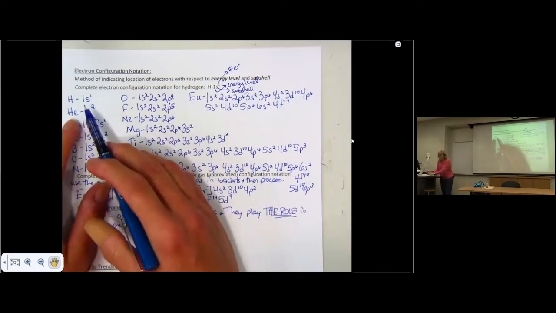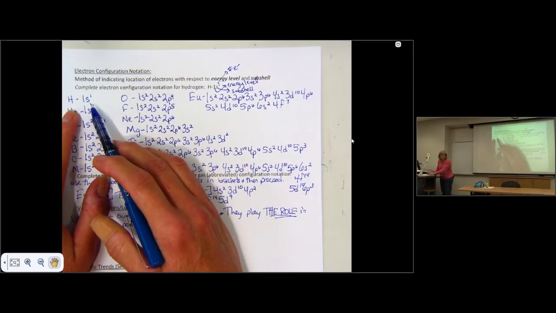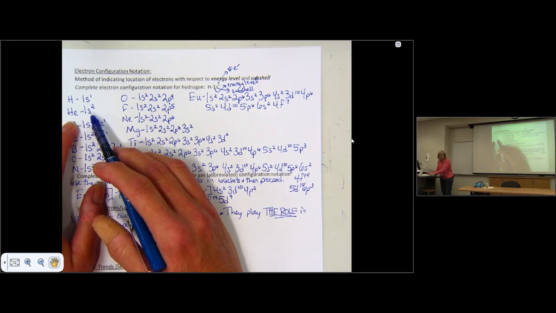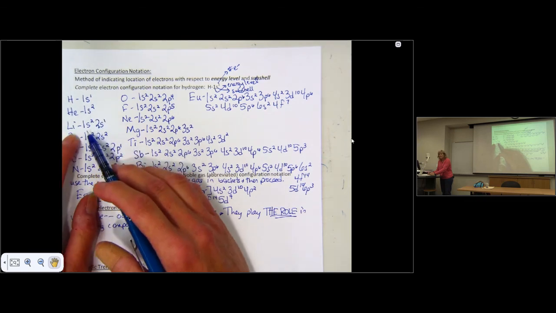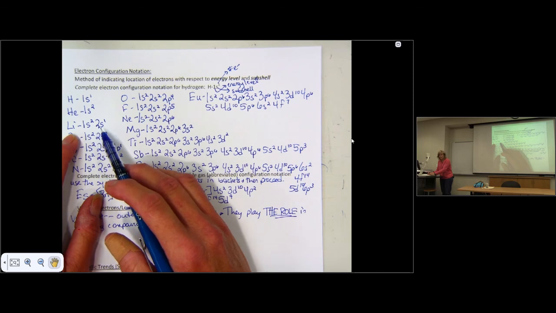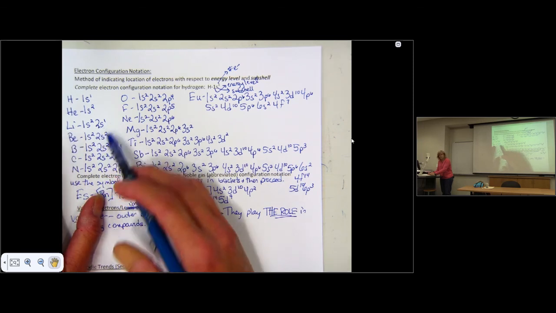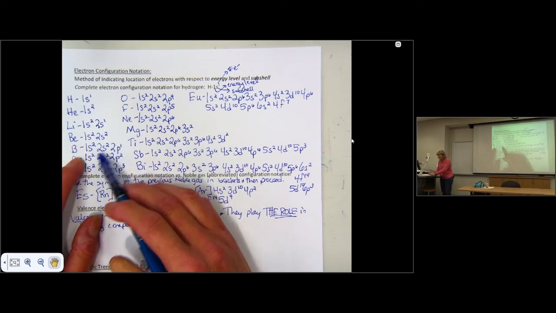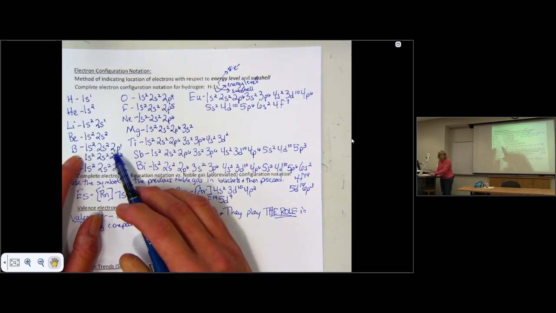Hydrogen has one valence electron because it only has one electron, right? And where is it? In the first energy level. Helium has two valence electrons. It has only two electrons. Now lithium, how many outer energy level electrons does lithium have? One. How many outer energy electrons does beryllium have? Two.